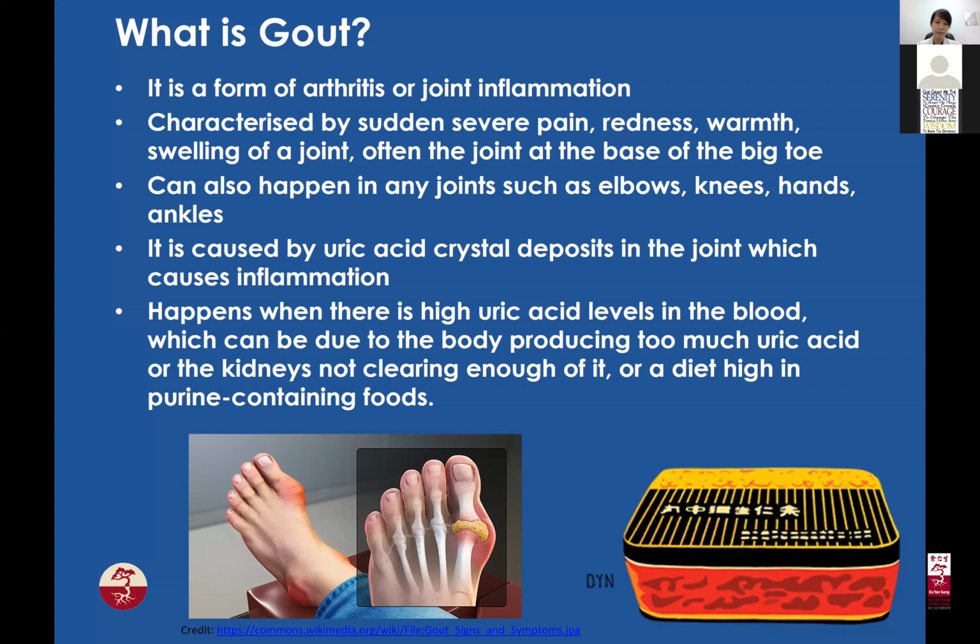So this gout is caused by uric acid crystal deposits in the joint. So these crystals, when they accumulate in the joint, cause the inflammation. So why do we have very high uric acid levels in the blood? It can be due to the body producing too much uric acid, or our kidneys are not able to clear enough of the uric acid, or there may be a diet very high in purine-containing foods. Our body breaks down this purine into uric acid.